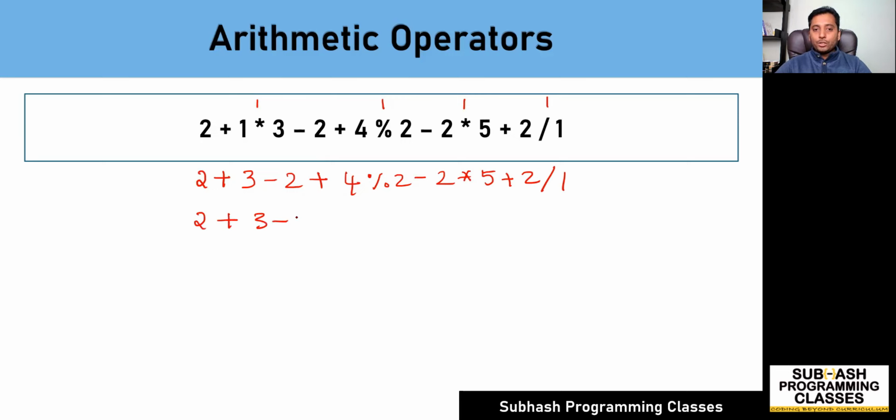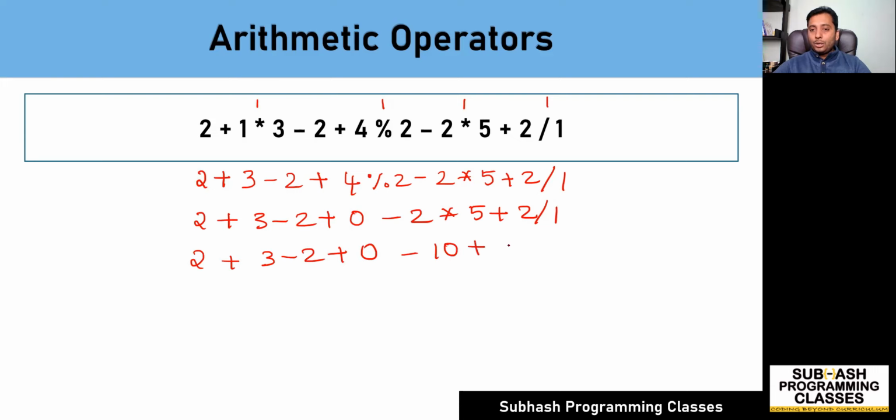2 plus 3 minus of 2 plus 4 modulo 2 will result in a remainder of 0, minus 2 multiplied by 5 plus 2 divided by 1. So even the modulo operator is over. Now the pending operators are star and division. Out of star and division, star comes first from left to right. So let me start evaluating it. 2 plus 3 minus of 2 plus 0 minus of 5 twos are 10 plus 2 divided by 1. So this is the resultant expression.